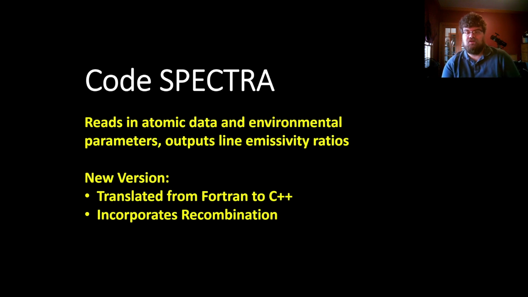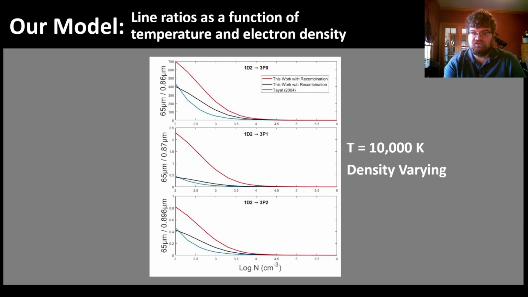So what do we do with all of this data? Well, we feed it into the code that I've been working with called Spectra. The code was written about 30 years ago in Fortran, and what I've done is I've taken the original code and translated it into C++, while also including this new recombination function, which hugely improves the accuracy of the model. Along the way in the translation, I've sped up the runtime a little bit. I've added some new functionality that makes it easier to use, and that's something we'll continue to be doing in the future. So what you see here are some of the results of our work.